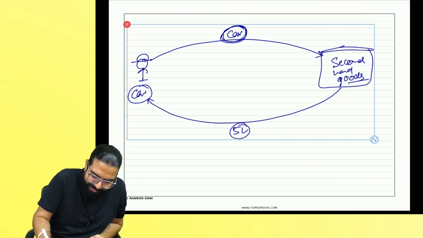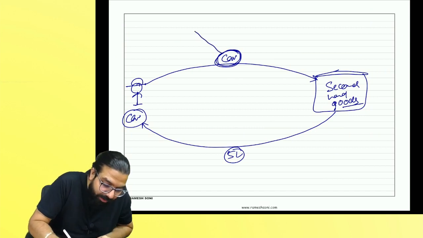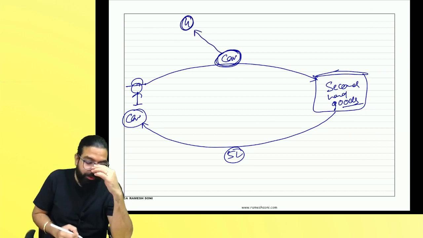Everyone over here. Now, the car which is there, has Venkat sold the car? Goods. Is it supply?